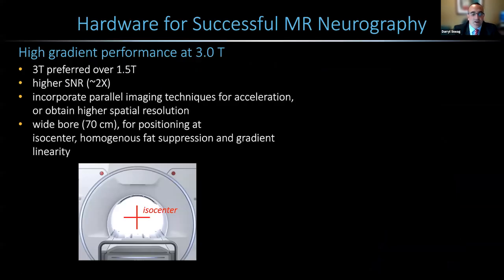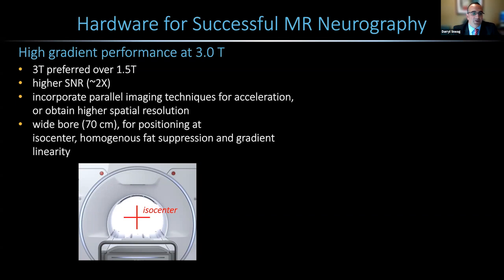So I'd like to just go over a few basic concepts for MR neurography. First, what is the hardware that I think is necessary for a successful MR neurography? And I think it's really scanning predominantly at 3T. Why 3 Tesla compared to 1.5 Tesla is because you're starting with almost double the amount of signal to noise ratio at the higher field strength. This allows us to incorporate parallel imaging techniques to image faster or obtain higher spatial resolution.